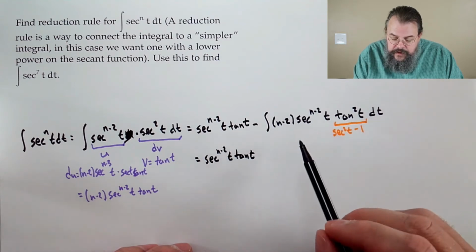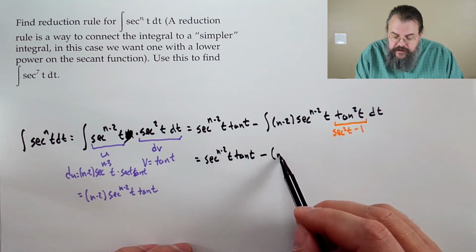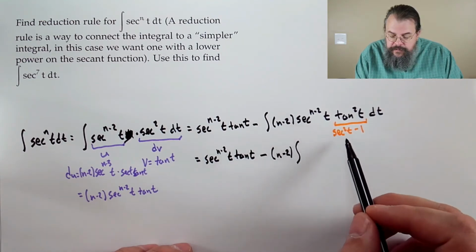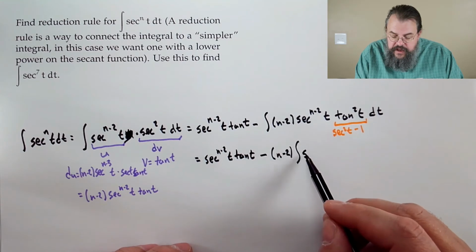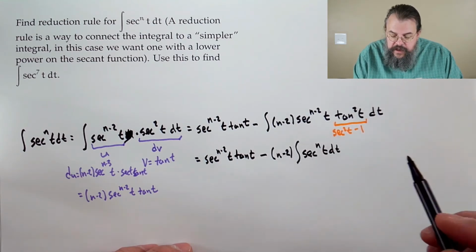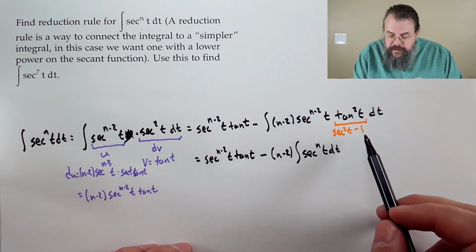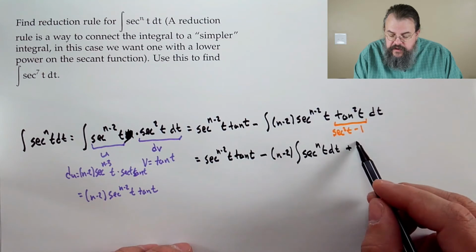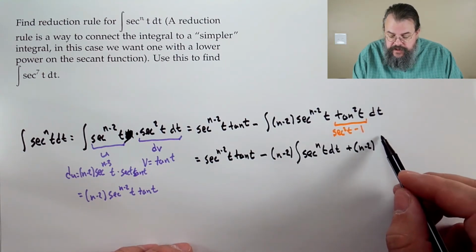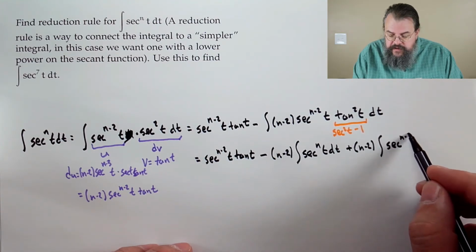Then I'm going to distribute through. So minus, I'll pull out the n minus 2 integral. Secant to the n minus 2 times secant squared would be secant to the n. And then minus n minus 2 times secant to the n minus 2 times minus 1 makes a plus n minus 2. And we're going to have the integral of secant to the n minus 2.